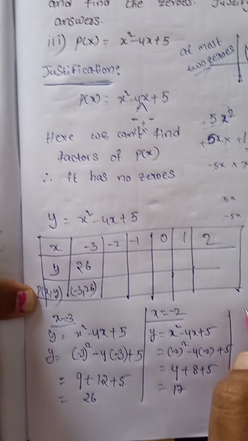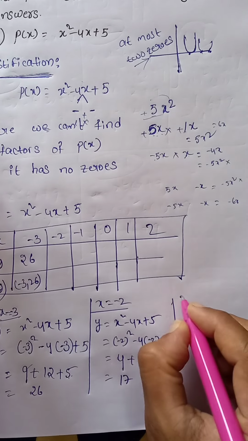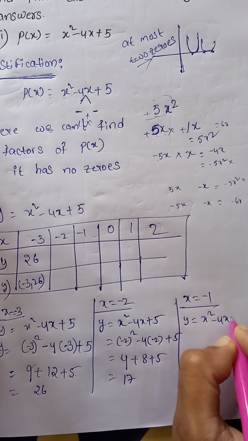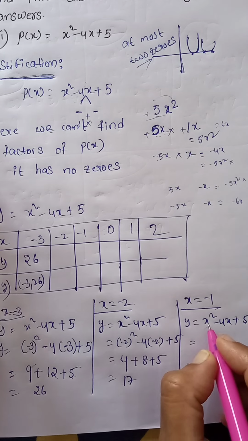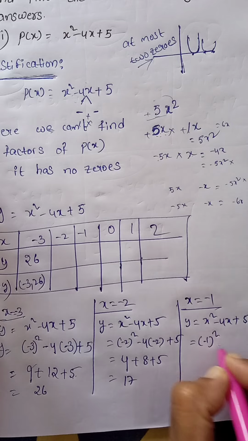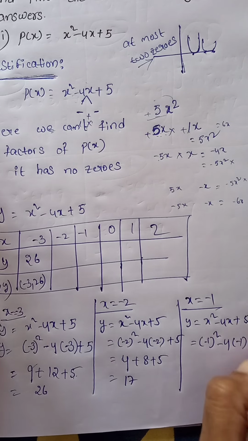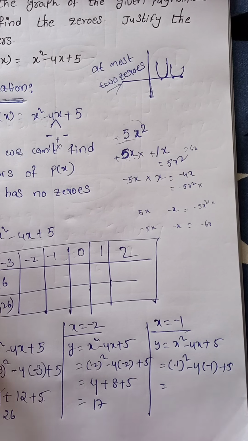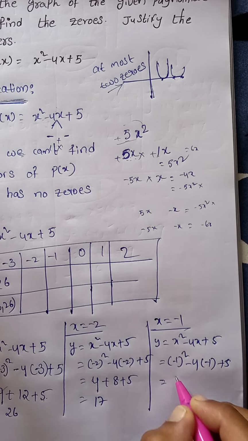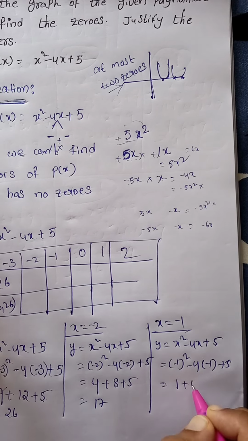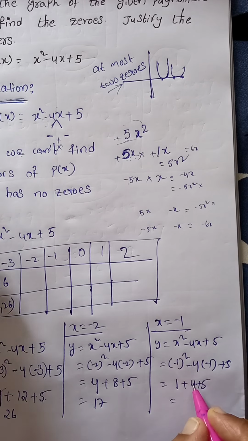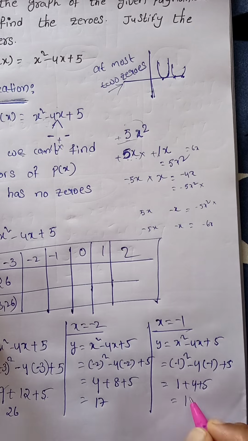Next, x equal to minus 1. y equal to x square minus 4x plus 5. In place of x, substitute minus 1: (minus 1) whole square minus 4 into minus 1 plus 5. Minus 1 whole square is nothing but 1, minus into minus plus 4 plus 5. So 1 plus 4 equal to 5, 5 plus 5 equal to 10.